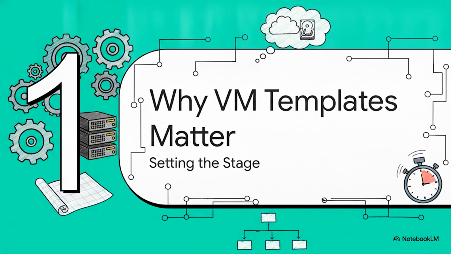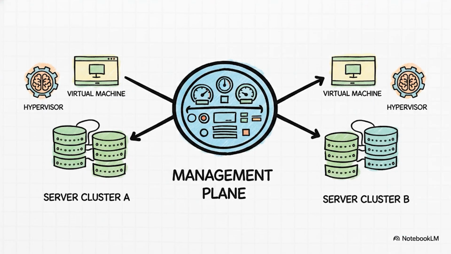All right, Section 1. Why VM templates actually matter. Just to make sure we're all starting from the exact same baseline, let's quickly knock out a few core acronyms. A VM, or virtual machine, is just your standard software-based computer. AHV, the Acropolis hypervisor, is Nutanix's native hypervisor where all these VMs live and breathe. And Prism Central, or PC, is the multi-cluster management plane. Honestly, Prism Central is the absolute center of the universe for this specific exam objective.